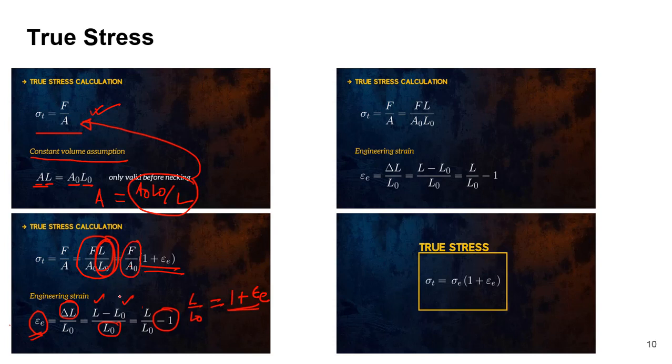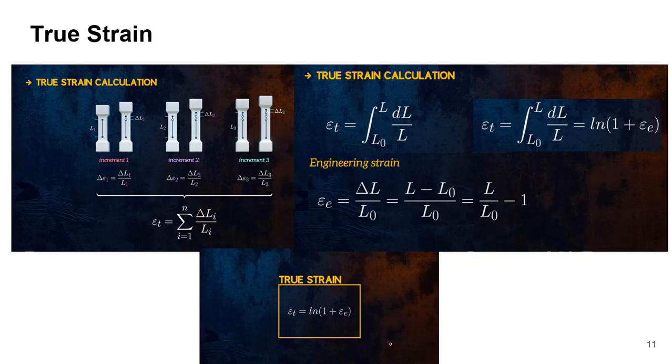Now simply put this L by L0 as 1 plus engineering strain, and this F by A0 we already know is the engineering stress. So finally we can conclude that the true stress is equal to the engineering stress into 1 plus engineering strain. So if we know the engineering stress strain, we can find the true stress. Now let us see what true strain is.